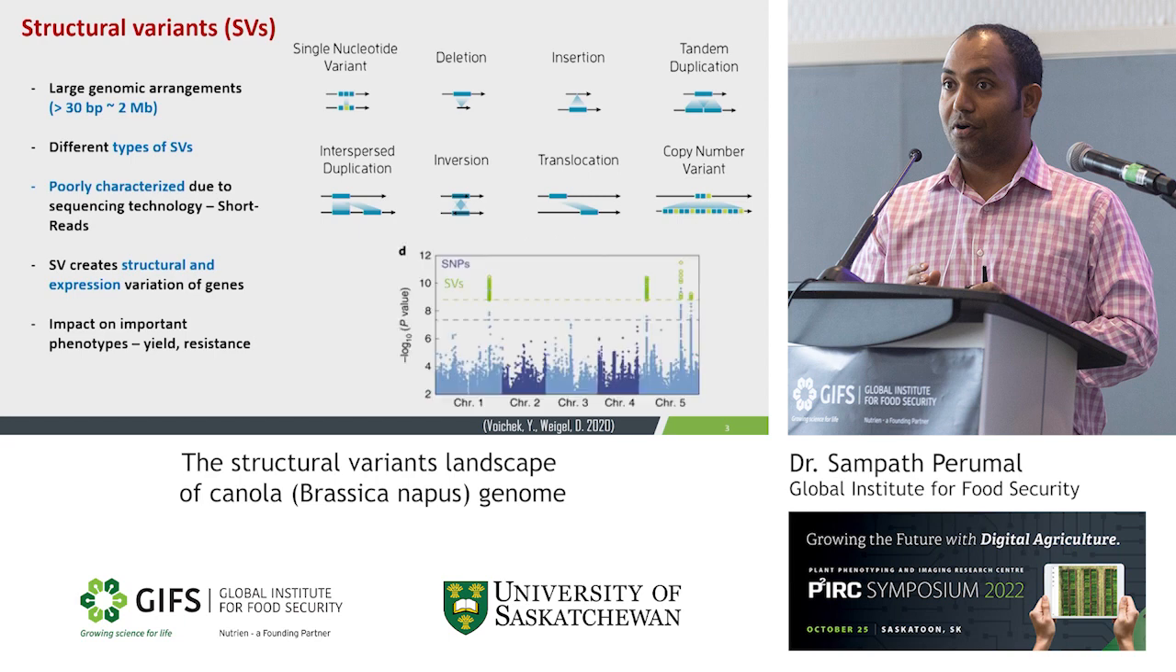So one quick example here. This is one of the structural variant studies in Arabidopsis, where it shows that phenotype associations are predicted with structural variants which failed to be predicted using SNP markers alone. So definitely you need to identify those structural variants which are impacting the phenotypes of interest, such as yield or resistance.